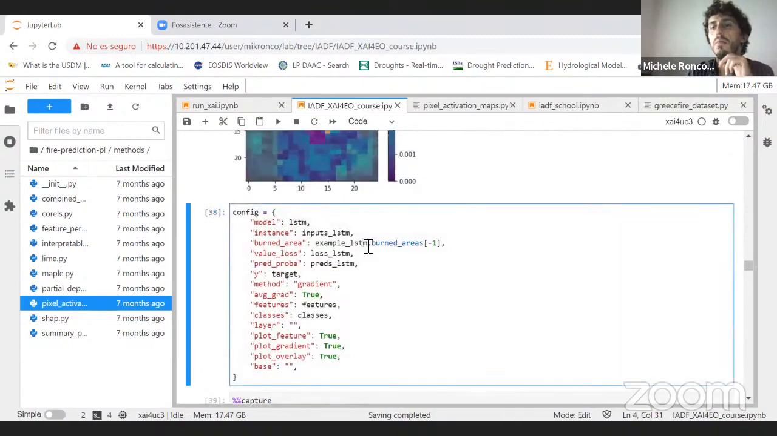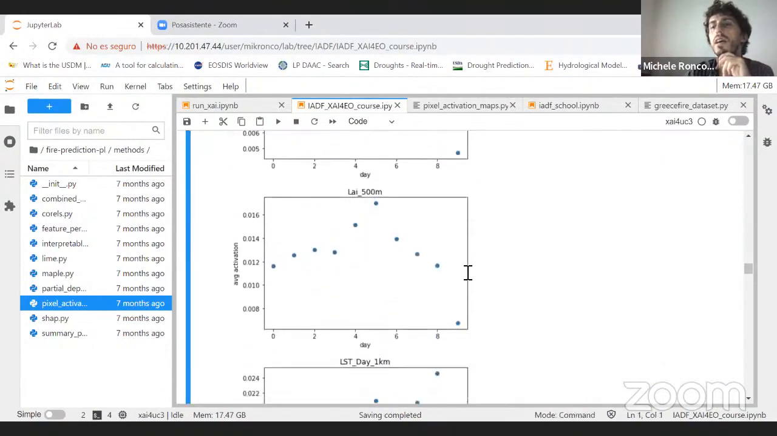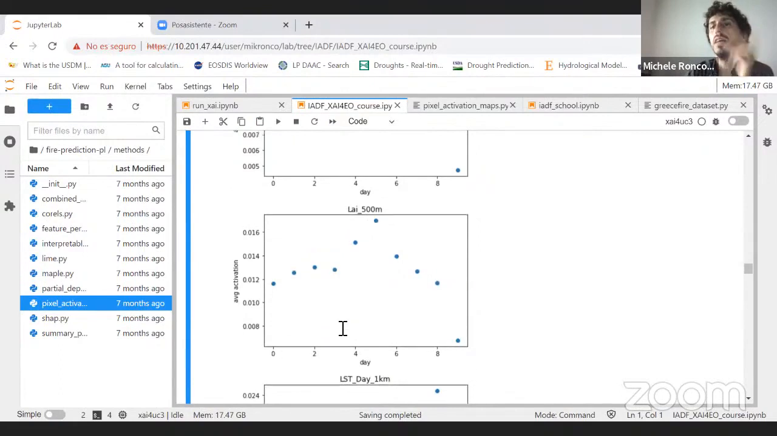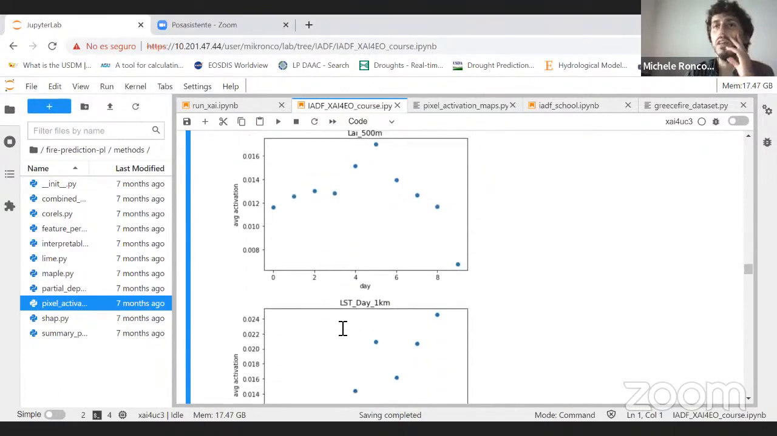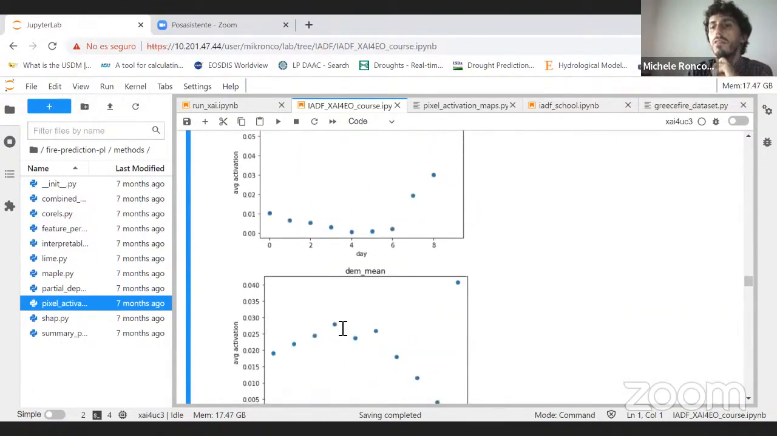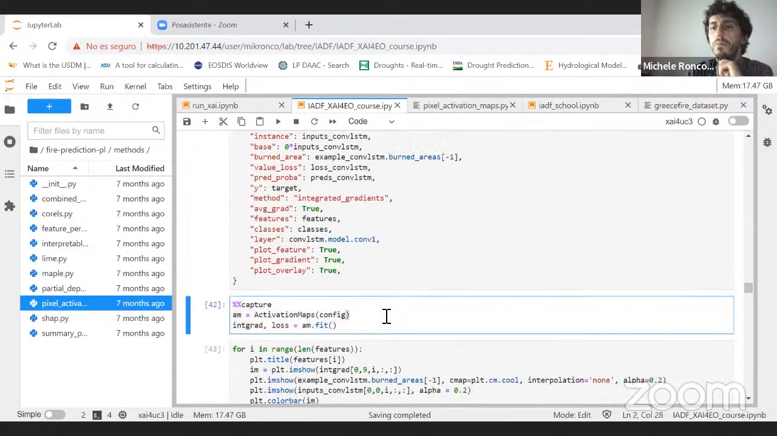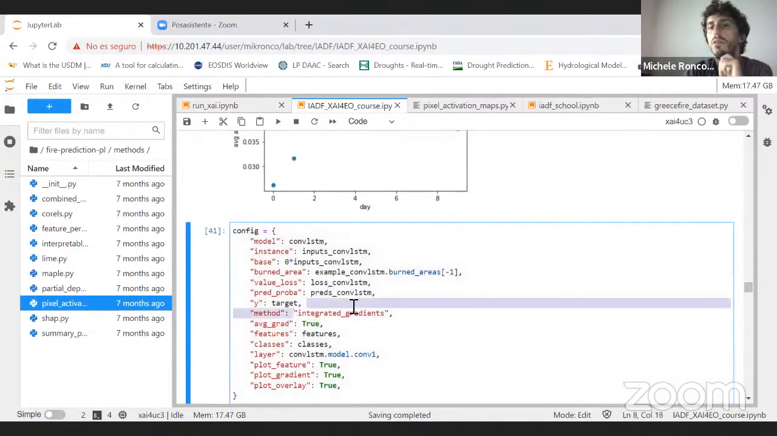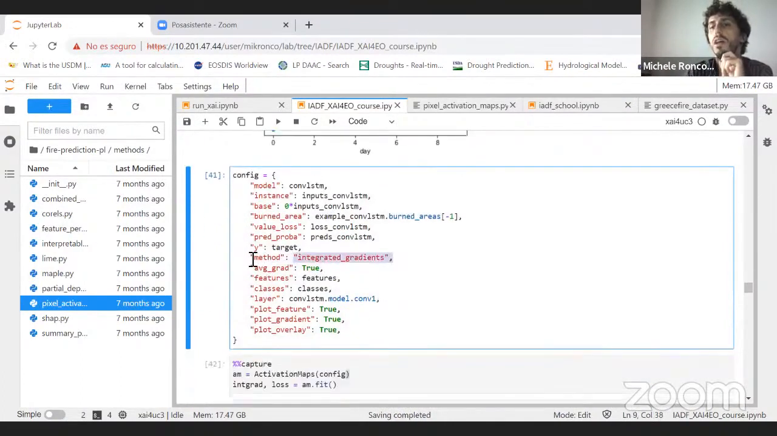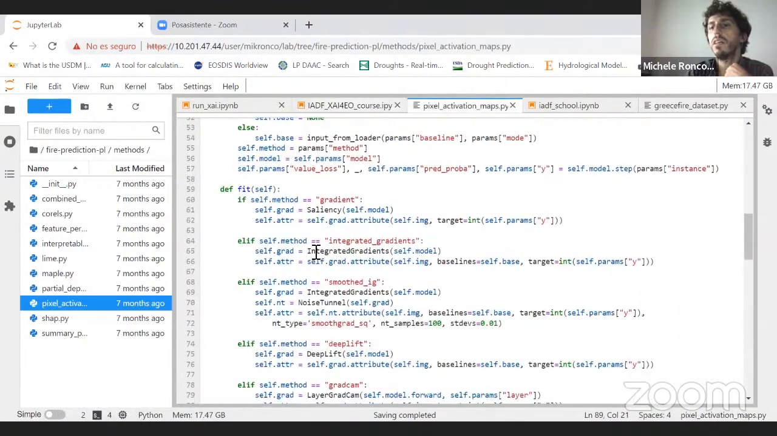And the same thing can be done with the LSTM, but for the LSTM, of course, we don't have the X and Y dimensions. So what we have is only activations per day for the different days and per channel, of course. Always because the gradients in the end follow the same dimension of the input data. And here in this case, then you can compare between the different activations obtained with the three different models. But another thing that can be done is to use a different method, of course. Instead of gradients, we can give as argument to the method integrated gradients. So in the activation maps here, in this class, we will calculate integrated gradients here.